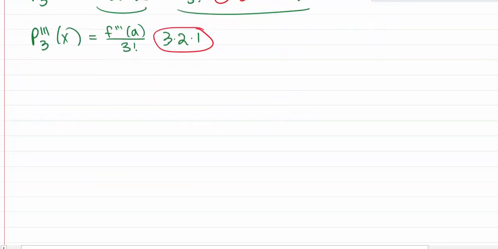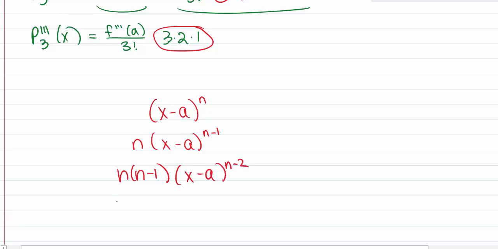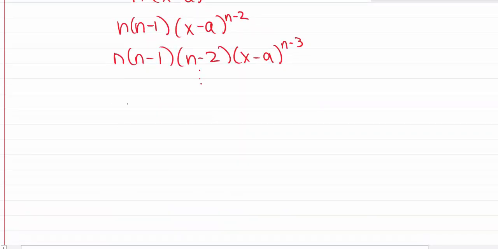And I want to argue that if we were to look at a general x minus a to the n term and take n derivatives, the exact same thing would happen. After the first derivative, we would have n times x minus a to the n minus 1. After the second derivative, we'd have n times n minus 1 times x minus a to the n minus 2. If we were to look at the third derivative, it would be n times n minus 1 times n minus 2 times x minus a to the n minus 3. And if we did this enough times, we would end up with n factorial times x minus a to the 1, and the next derivative would give us just n factorial.